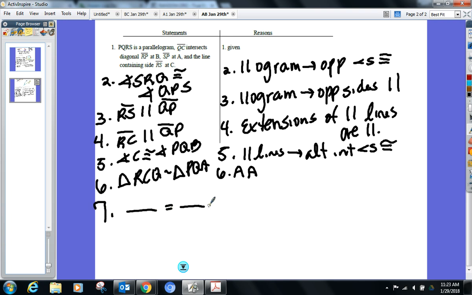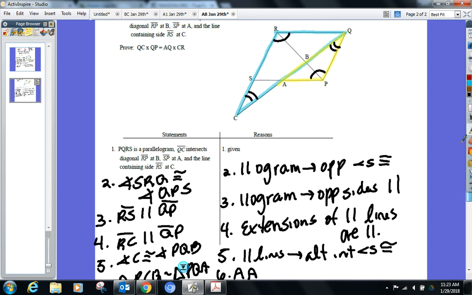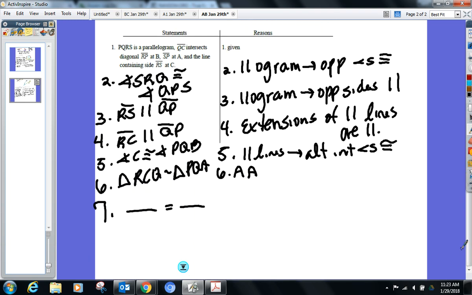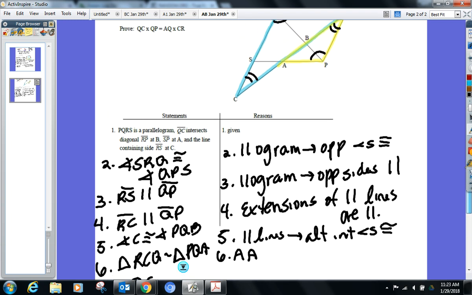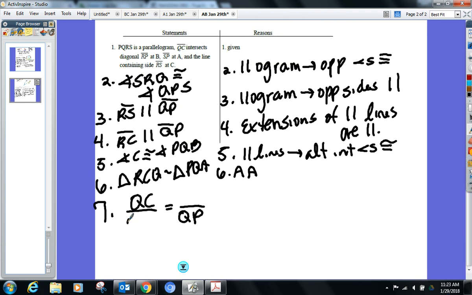Be careful when you write your proportion. Make sure you are cross-multiplying the means and extremes. So the extremes here, I'm going to put QC and QP. Make sure they are diagonal of each other. And the other two, AQ and CR. CP, C, ooh, almost did it. Whoa, settle down, everybody. CR, PQ. And then you guys can finish it up.